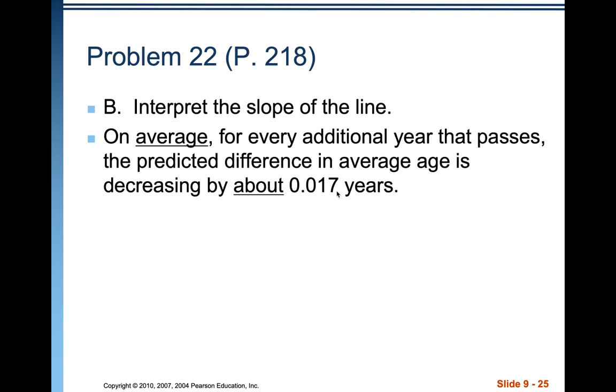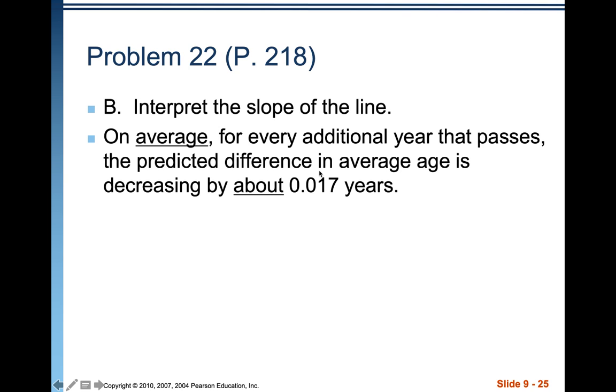We want to interpret the slope of the line. This is one of the things that you need to be able to do in your sleep: interpret the slope of a regression line. On average, for every additional year that passes, so every additional single increase in the units of the X value, the predicted difference in average age, so predicted Y value, is decreasing, that gets the sign, by about 0.017 years.